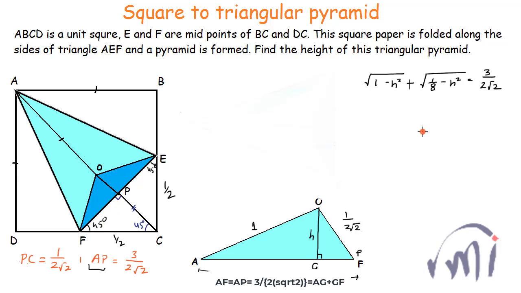And now let me square both the sides, so I'll get a square plus b square plus 2 times ab is equal to the square of this. So a square will be 1 minus h square, b square will be 1 by 8 minus h square, plus 2 times ab, that means 2 times square root of the product of these. So the product of these will be 1 divided by 8 minus h square, times 1 minus h square, that is 1 divided by 8 minus 9 divided by 8 h square plus h to the power 4, and this will be equal to 3 3s are 9 divided by 2 2s are 4 multiplied by 2, that is 8.